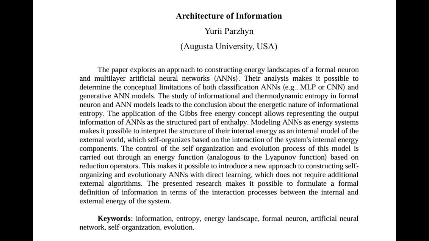We are going to try to explore a more formal scientific way to think about information. And we're going to use this really interesting research paper as our guide. It's called Architecture of Information by Yuri Parshin. And what's so cool about this paper is it looks at neural networks, the things that are powering a lot of AI, and it looks at them as energy systems.